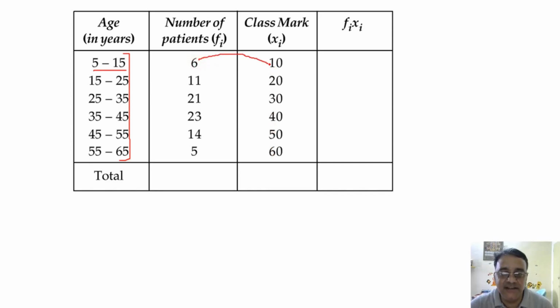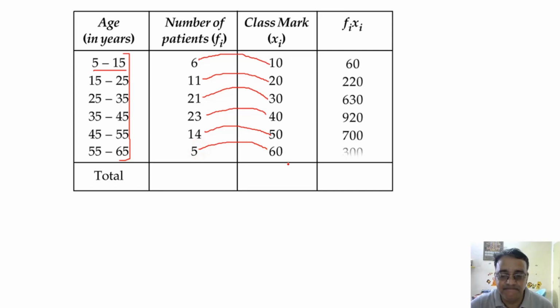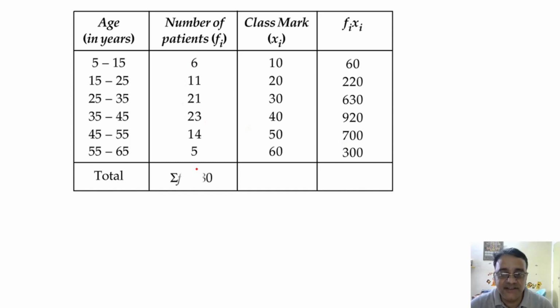So 6 into 10 is 60, 11 into 20 is 220, 21 into 30 is 630, 23 into 40 is 920, 14 into 50 is 700, and 5 into 60 is 300. So we have to add all these numbers. The total frequency is 80 and the sum of fx is 2830.